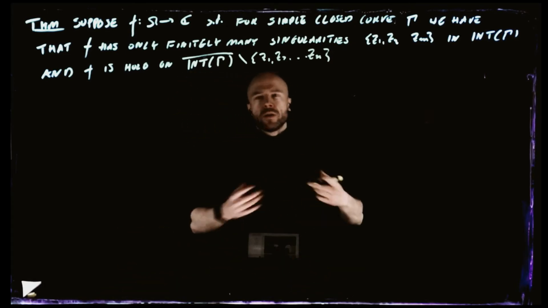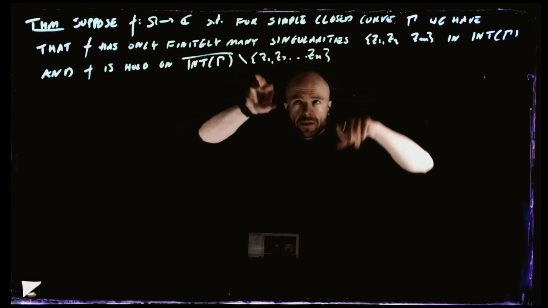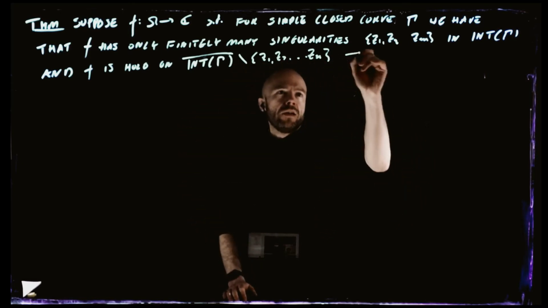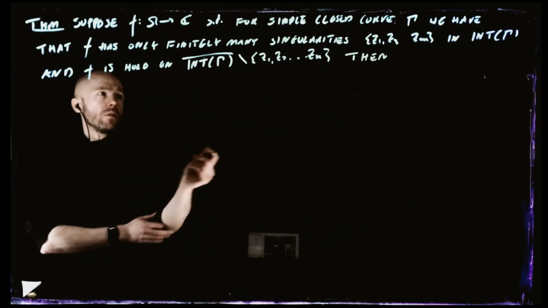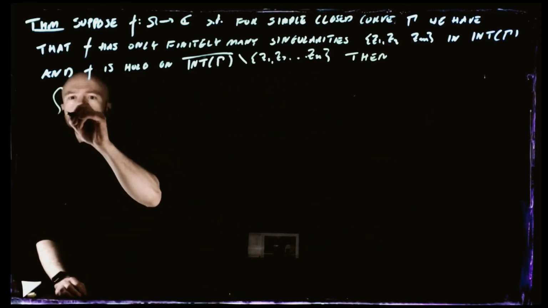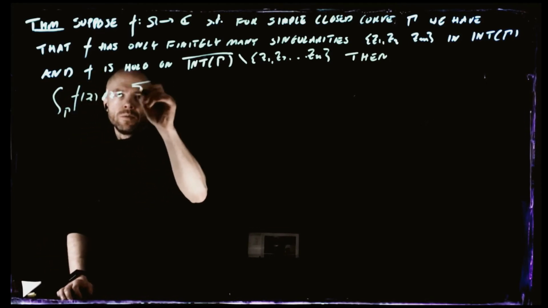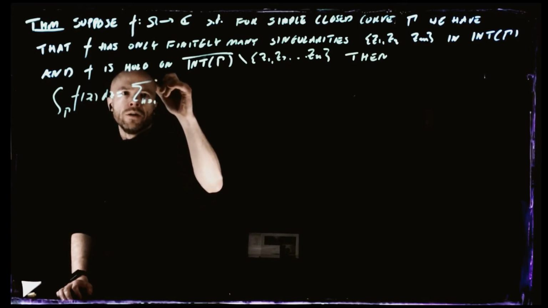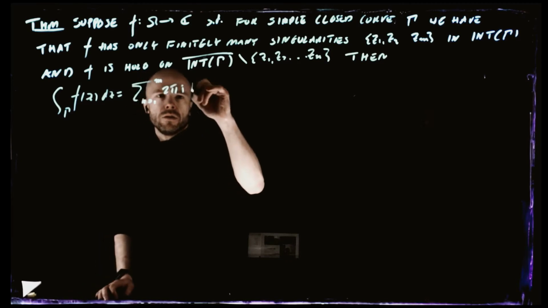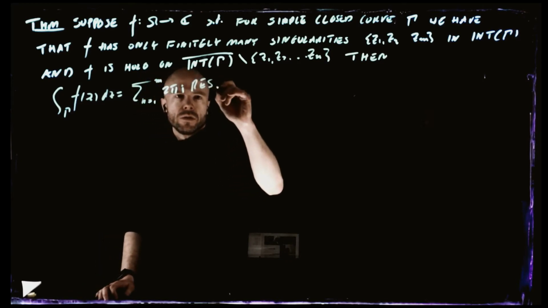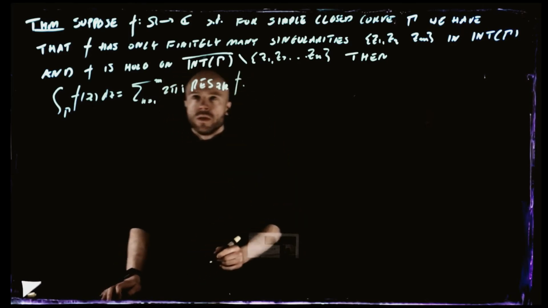Which means it's holomorphic on some open set that contains the closure of the interior, minus finitely many points. Then the integral around this curve is the sum from k equals 1 up to m of 2 pi i times the residue at z_k of f. Cool.